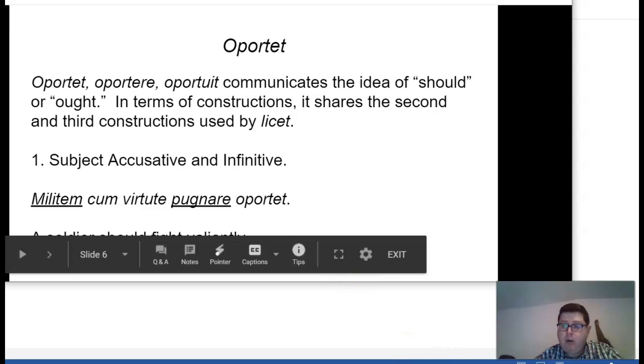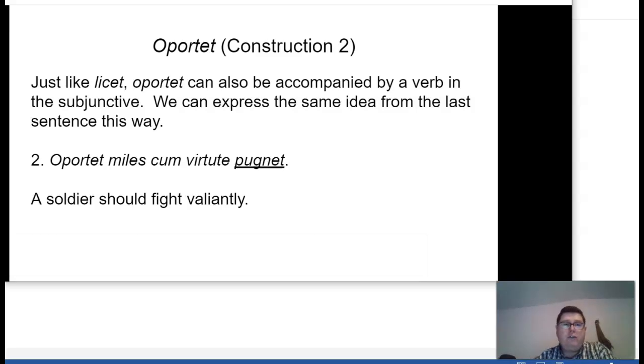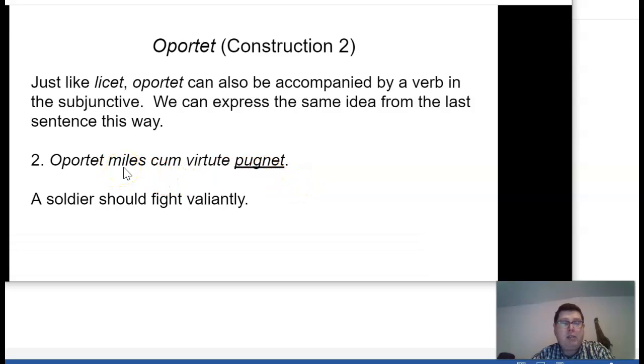Oportet can also have that construction that we saw with licet, namely that subjunctive. Okay, so I could have expressed the same idea that we just saw also with a subjunctive clause. Oportet miles cum virtute pugnet. Okay, again, it's translated the same way. A soldier should, or ought to, or is supposed to fight valiantly. Notice again, if I ever need a subject of a subjunctive, I have to have a nominative. Okay, nominative is always the subject of a subjunctive.